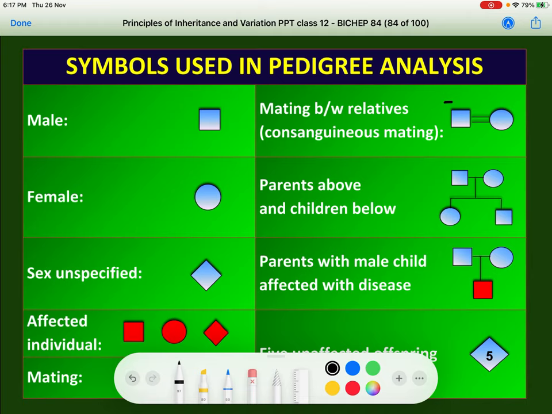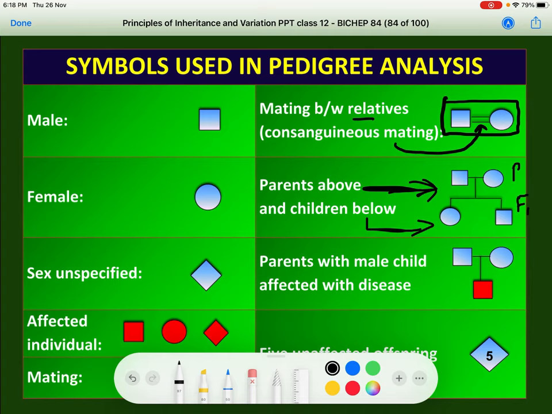Now, if they are closely linked, they are blood relatives, and they have a particular type of marital correlation, then it is called mating between relatives, and two lines are used for that. And if you see here, parents and children are shown in this chart. The above line indicates the parents, and the lower line indicates the children. So parents are at the above level and children are at the below level. This is the parental P generation and this is the F1 generation.